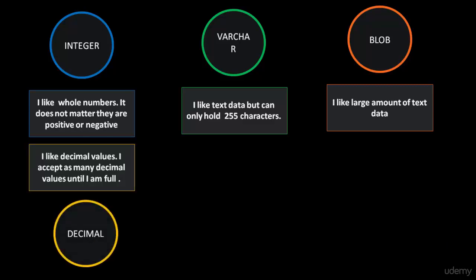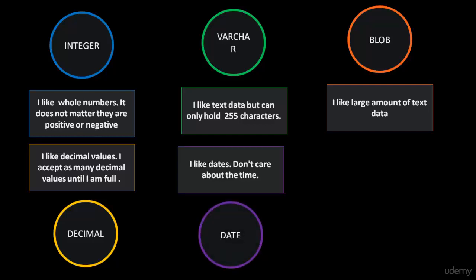Our next data type is decimal, which stores decimal values. Because if we see integer, it only stores whole numbers. So to store decimal values, we need to use the decimal data type.